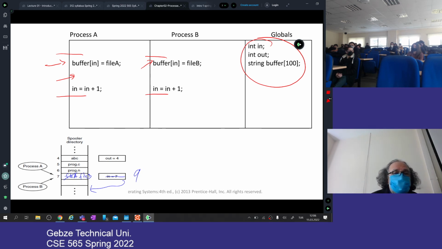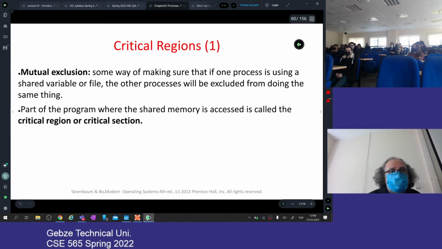You say, okay, I am in the critical region. You are telling this to the operating system. The operating system says, okay, you are the only one that can be in that region. And here you say that you are out of the critical region. If anybody wants to enter the same critical region, the operating system will block that process. They cannot be in the same critical region. So mutual exclusion is some way of making sure that if one process is using a shared variable or file, the other process will be excluded from doing the same thing. That's the concept of mutual exclusion.